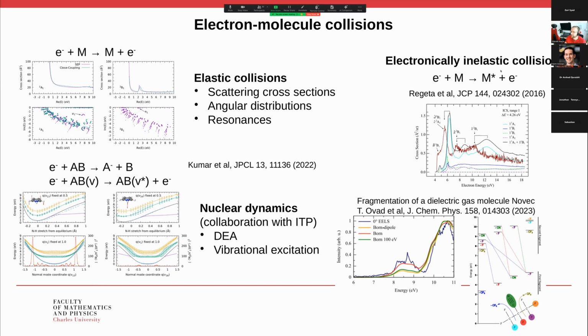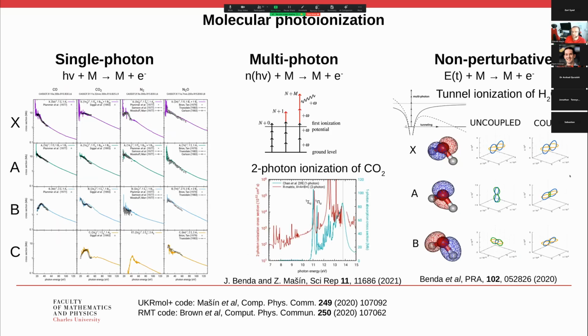We are also studying electronically inelastic collisions, and this is an example for pyrimidine, which I will talk about briefly later on. And we are also looking, in collaboration with other people such as Petr Slavíček, who's a quantum chemist, and with Mark Kushner, at larger species such as the electric gas molecule Novak, but also these perfluoroalkyl molecules. In the most recent time, we have been focusing mostly on photoionization calculations, and we can do this in various regimes, from the weak field single photon regime to the multiphoton and also the non-perturbative regime.